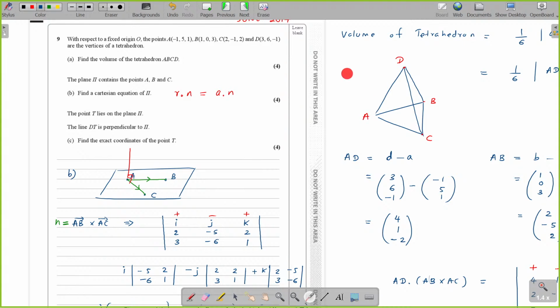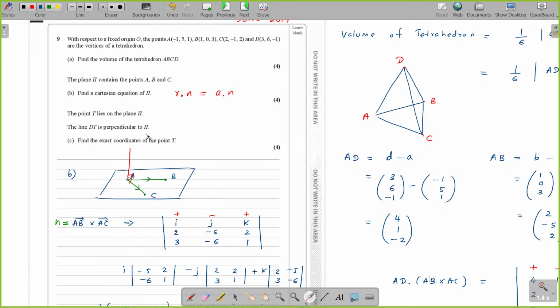In part A, the tetrahedron ABC was on the plane, and then D is above that plane to form the vertex of the tetrahedron. Now look at this, because they're talking about D again. The point T lies in this plane, so it lies on this plane. The line DT is perpendicular to the plane. What do you mean by that?